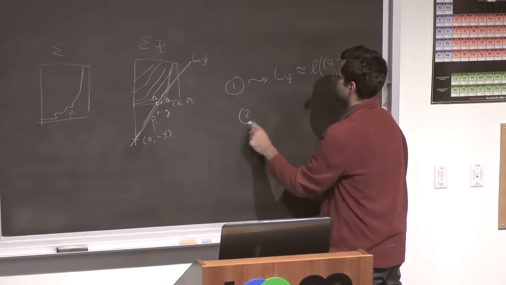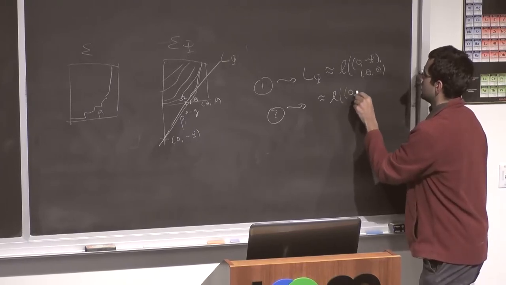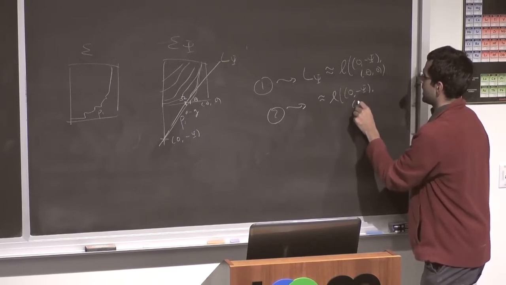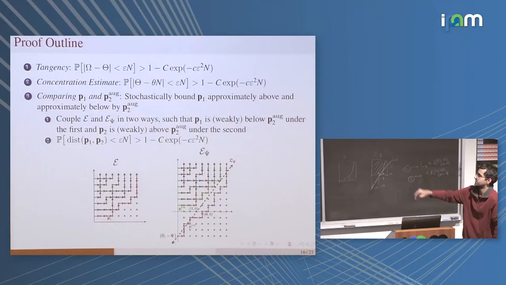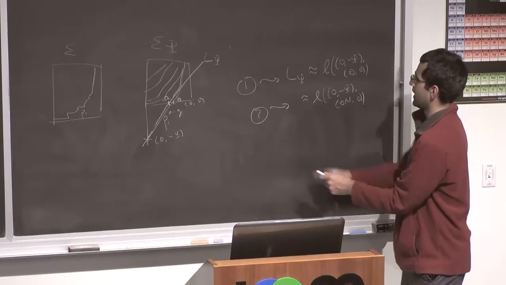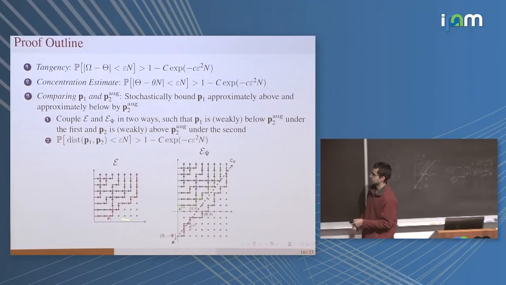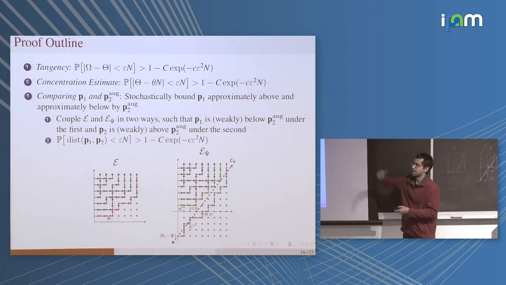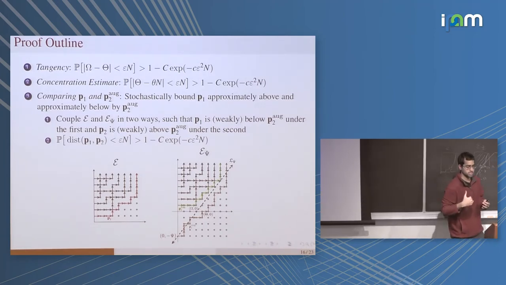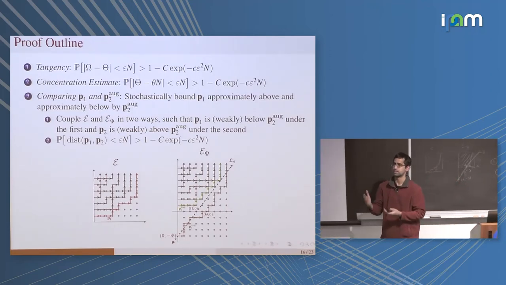What the second step is telling me is that this line here is approximately equal to the line connecting 0 minus psi and theta n 0, because theta is approximately equal to theta n. So I know what L psi looks like. I know that this tangent line, the true tangent line to P1 aug, is approximately equal to the line connecting 0 minus psi, which is deterministic, to theta n, which is also deterministic. So I've managed to say that L psi is very close to a deterministic line connecting two points that I know.